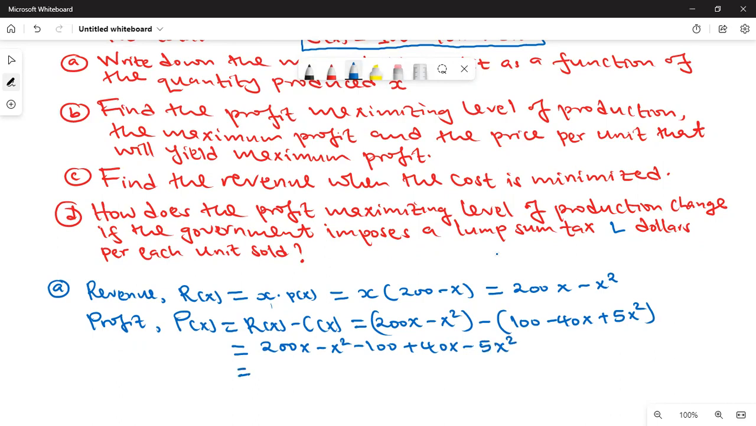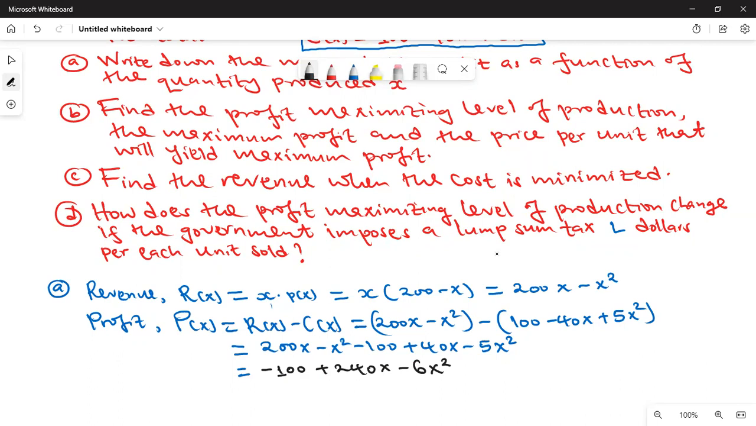And so combine the like terms. This will give us, let's start with the negative 100, plus 240X minus 6X squared. That is our profit function.